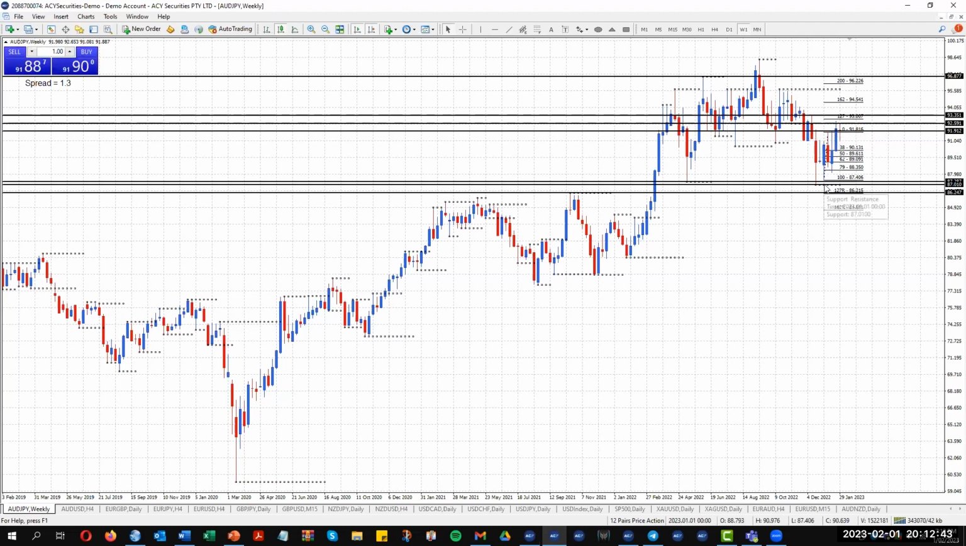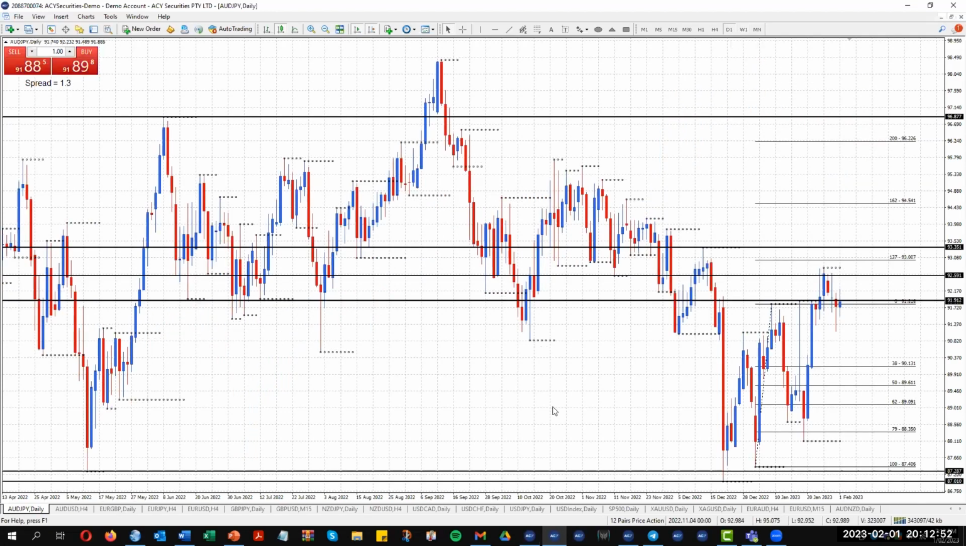So we're trading up from weekly support, potentially stopping at weekly resistance. All right. So back to the day chart. Cameron, you got a question.